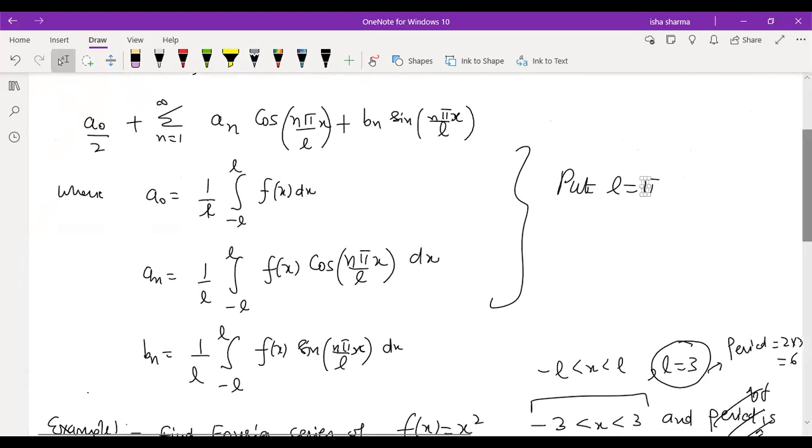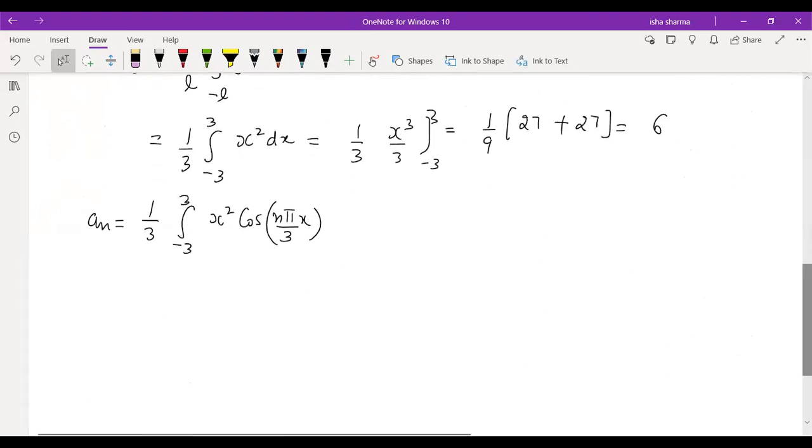Yeah, so let me just do the calculation. So this is x square into cosine n pi by 3 x dx. So you have to use obviously integration by parts here. First function into integral of second. In fact, you have to use it 2 times, because firstly x square will go to 2x and then again one more time. So I'm writing the final answer. So you try this.